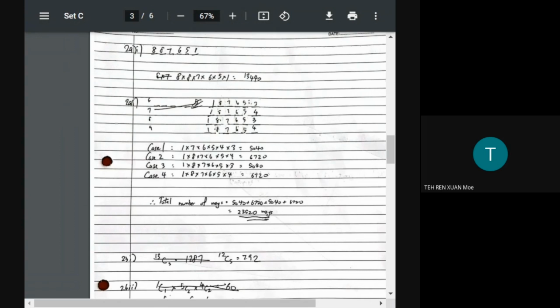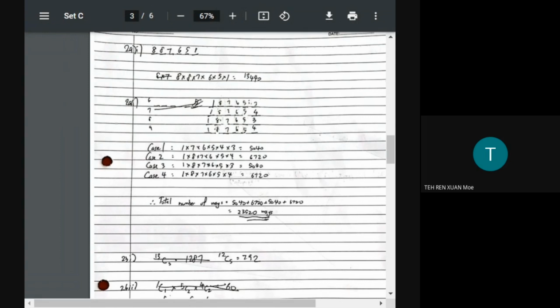So first, let's discuss 2A number 1. A 6-digit number is to be formed using the digits 0 to 9 without repetition. If the number does not begin and end with 0, how many ways can it be formed if it is divisible by 5? So first, let's look at the last place of the number.